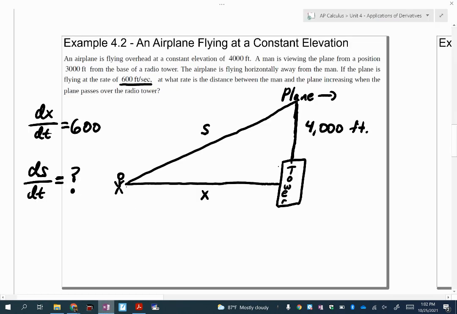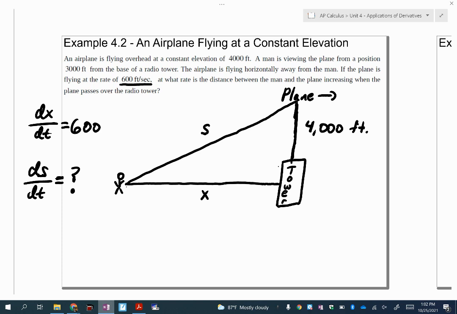Okay, so now that we have labeled everything, just a reminder, we're trying to find ds over dt when the distance between the man and the spot underneath the plane is exactly 3,000 feet, right? That's where the tower is.